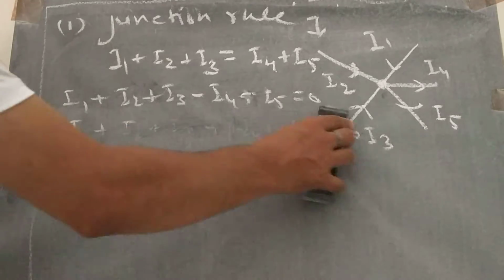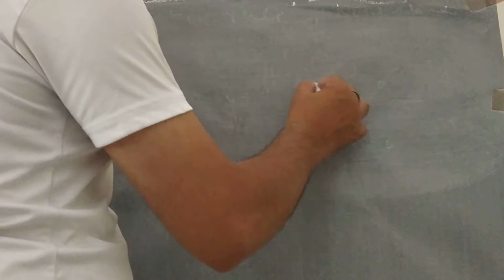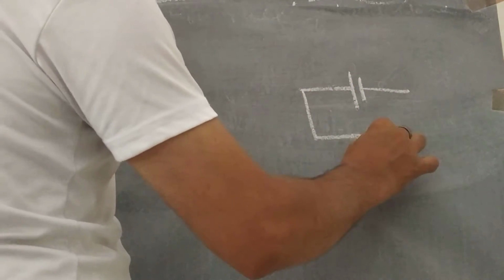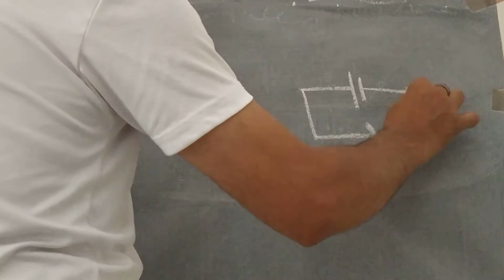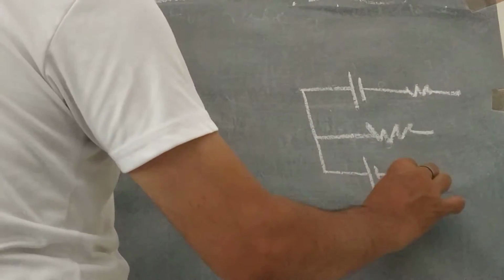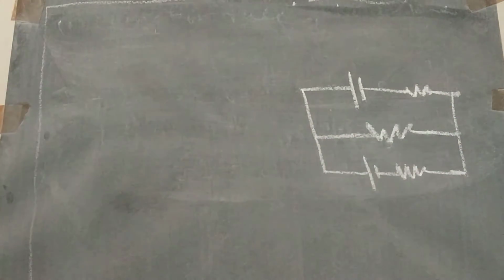Second law is loop law or voltage law. This law is again the same. Suppose there is a circuit in which two resistances or three resistances or a large number of resistances are joined along with the help of battery and cell.